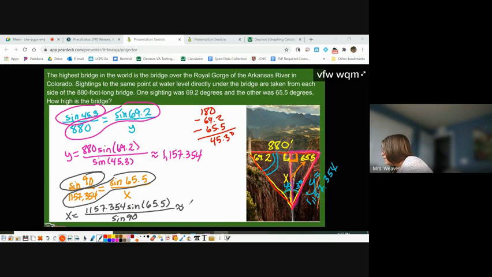Yes, I got 1,053.147. And our units, we always need units for word problems. That's the height of the bridge in feet. So coming in at just over 1,000 feet tall, that's the height of the bridge. Highest bridge in the world over the Arkansas River in Colorado.